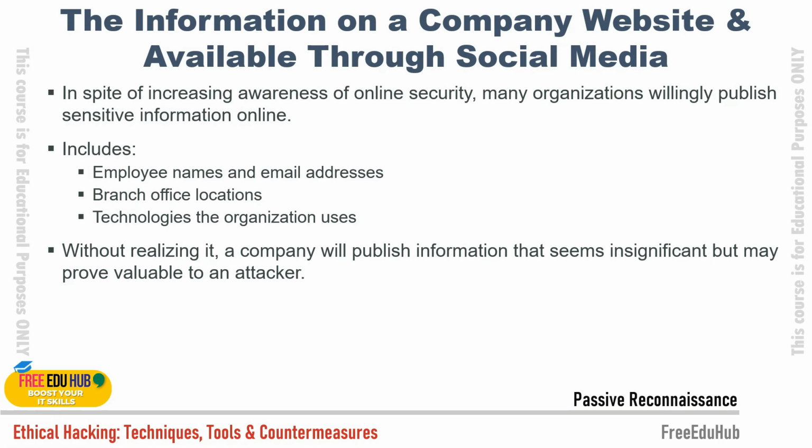That kind of information may include employee names and email addresses. If that information is available on the website, they can even receive bogus calls, with people claiming that they are calling from Microsoft or Oracle or any big names. They can even send emails related to phishing attacks, etc. Also branch office locations, how many branches there are, how much staff is available over there, the technologies the organization is using, any kind of databases or information related to the operating systems, etc. Without realizing it, the company will publish information that seems insignificant but may prove valuable to the attacker.